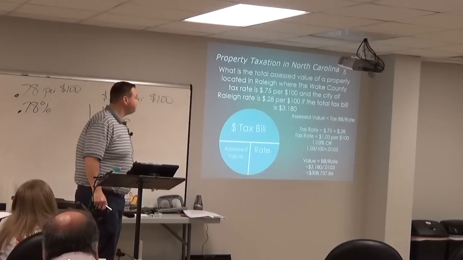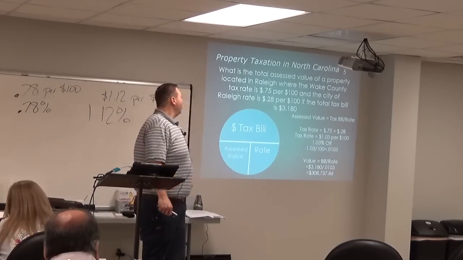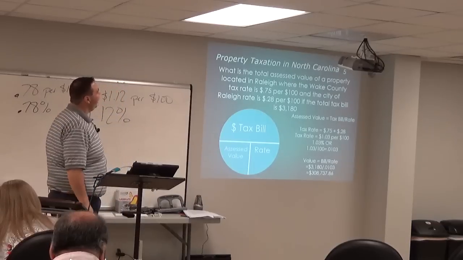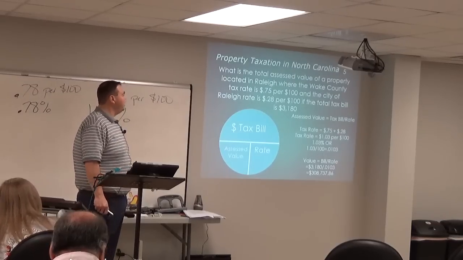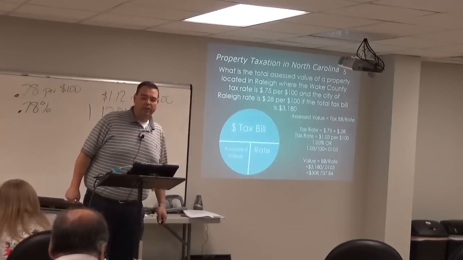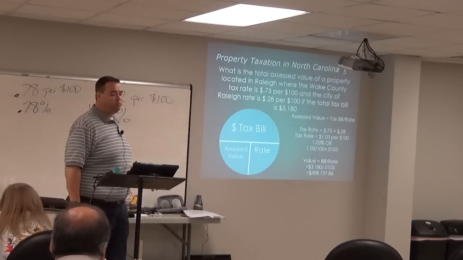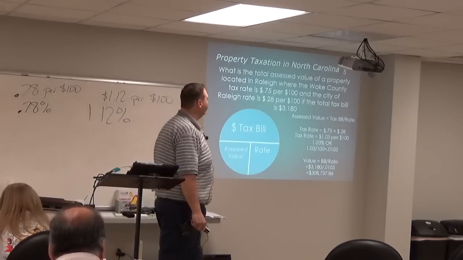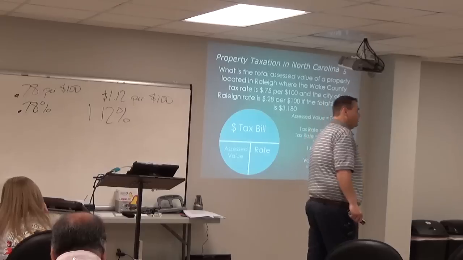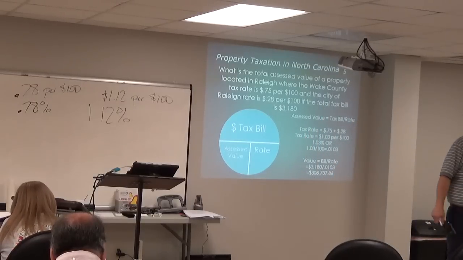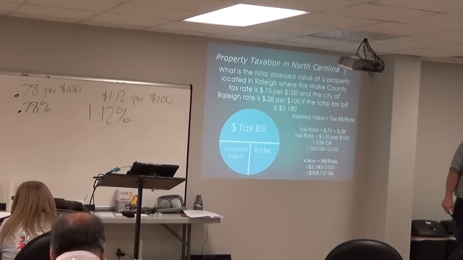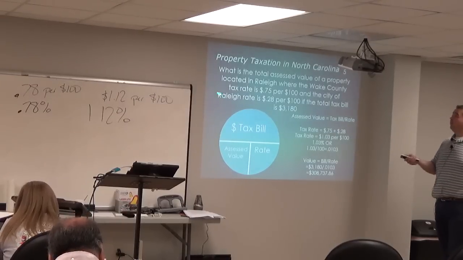Okay, good. Well, look at this one. It says, what's the total assessed value of a property located in Raleigh where the Wake County tax rate is 75 cents per 100 and the City of Raleigh rate is 28 cents per 100 if the total tax bill is $31.80? What's the question? What do they want to know? What is the assessed value? You can't ever answer the question unless you find the question first. So the first most challenging thing is, what is the assessed value?